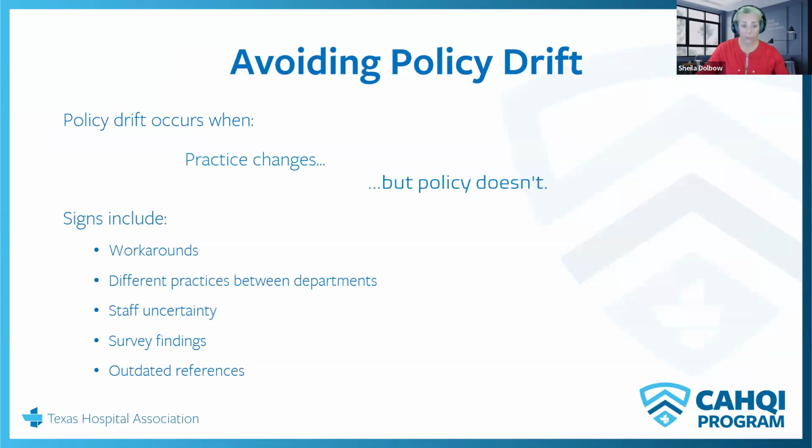Avoiding that policy drift that we talked about the last time, that occurs when practice changes, but your policy didn't. Again, some of the signs of that include those workarounds that staff will find, different practices between different departments, staff uncertainty. They're not quite sure what exactly they're supposed to do, or it may be found on survey findings, or again, those outdated references.